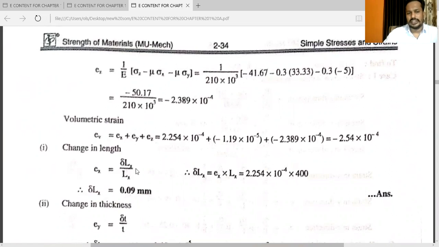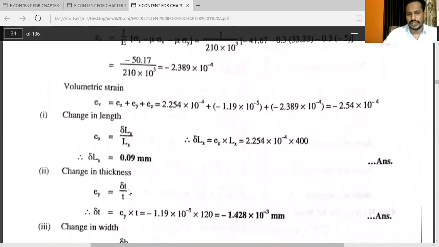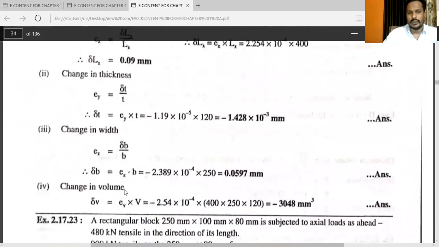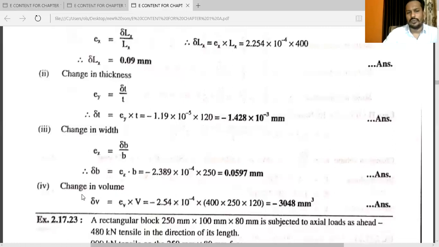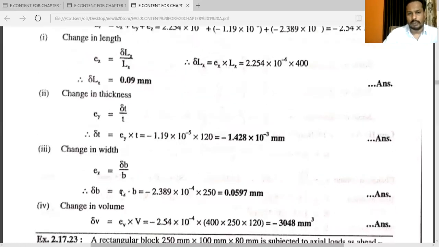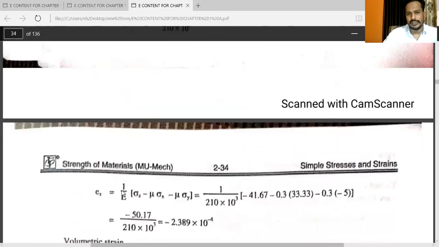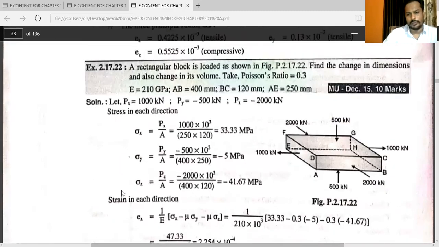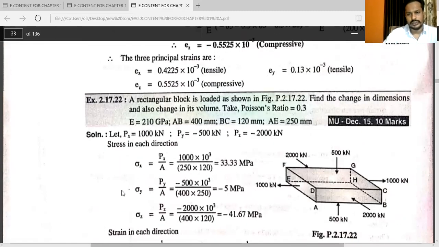Once you have the values of Ex, Ey, and Ez, you can calculate the change in length, delta L, the change in thickness, delta T, the change in width, and the change in volume. This problem is the same as the previous one, so you can solve it very easily.